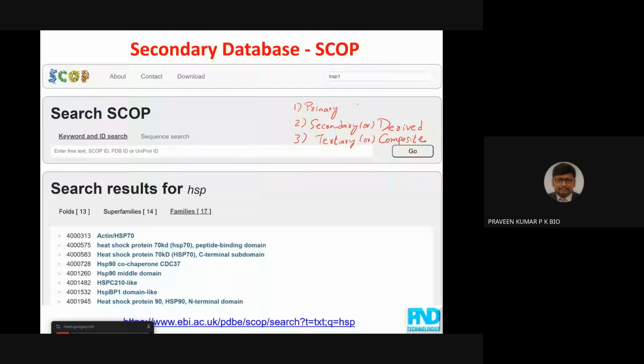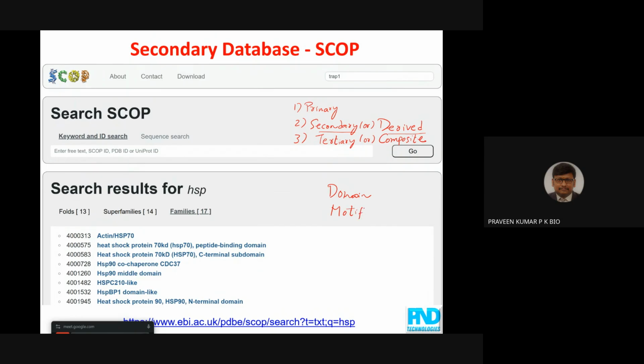In structured databases, if you see the secondary or derived ones, you can see a part of the information of the primary, a part of the primary data. That's what we get in the secondary database. So what do we call this? A derived database. Then what is the part? The part is nothing but a domain, or it can be a motif.